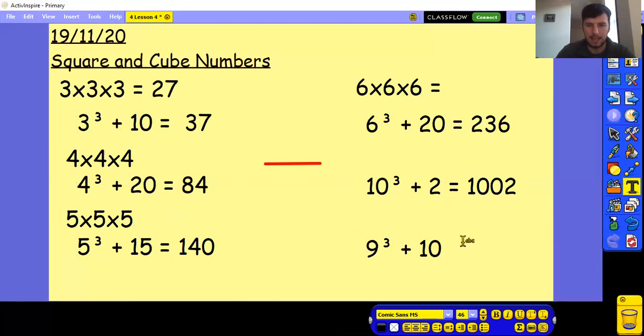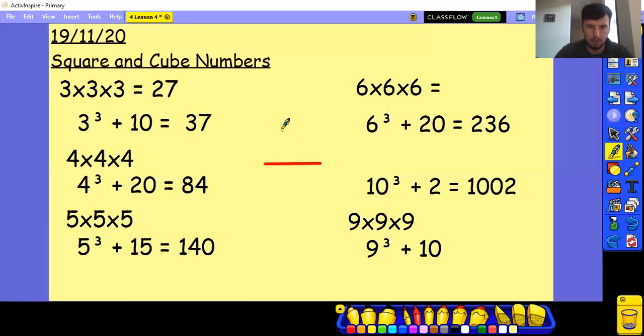And again, 9 cubed, we got 9 times 9 times 9. So 9 times 9 equals 81. And then like that. So 9 times 1 equals 9, and 9 times 8 equals 72. I'm just going to fix that because it looks a bit dodgy. There we go. So 729 add 10 equals 739.